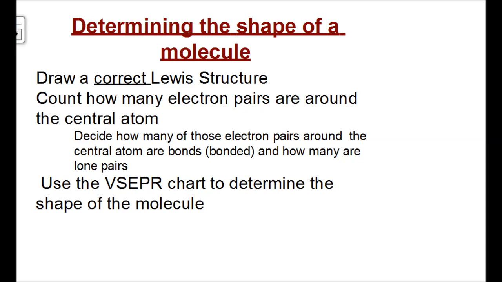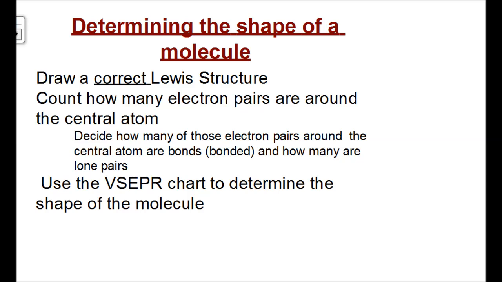So, to determine the shape of the molecule, the first thing we're going to have to do is draw a correct Lewis structure. That's why we spent so much time working on Lewis structures: you absolutely have to have a correct Lewis structure in order to get the correct three-dimensional shape. After that, you're going to count how many electron pairs are around the central atom. We're going to call them groups, because we can't really find anything better to call them. Then you decide how many of those electron pairs around the central atom are bonded and how many of them are lone pairs.